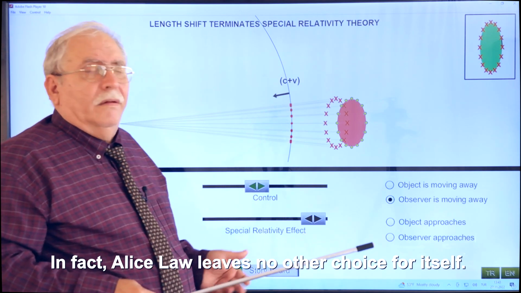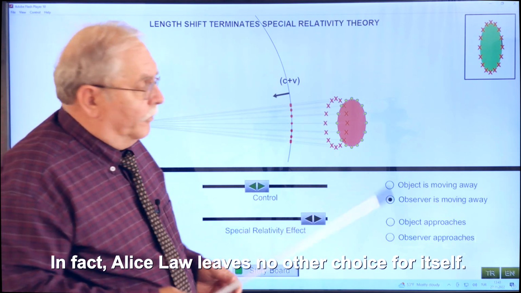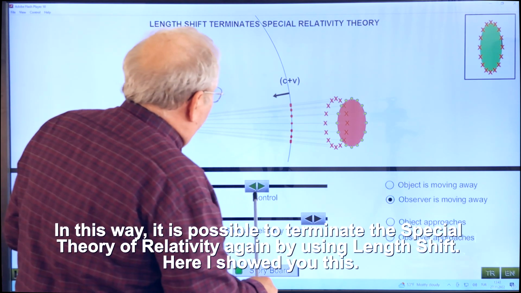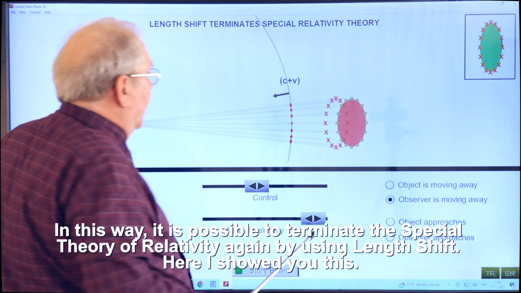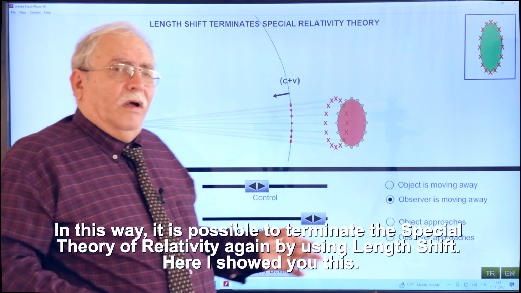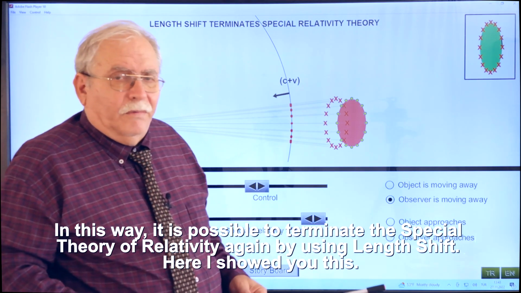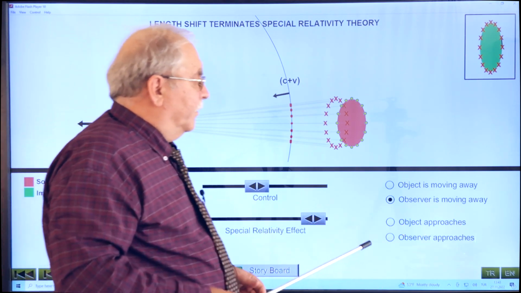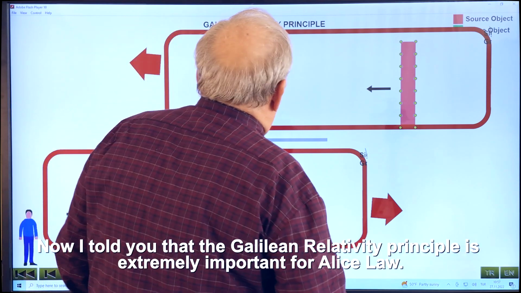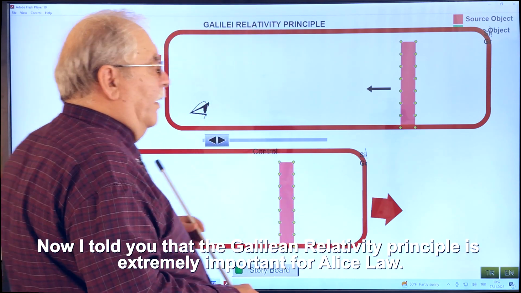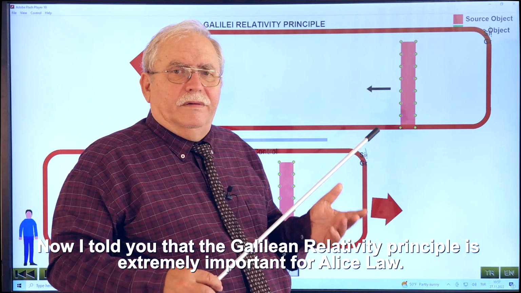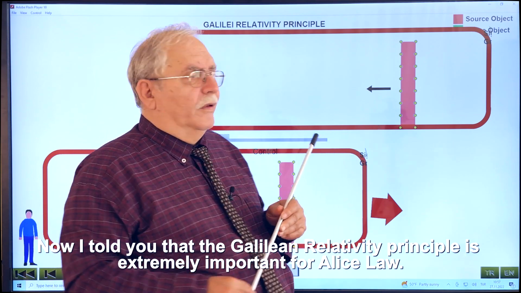In fact, Alice's law leaves no other choice for itself. In this way, it is possible to terminate the special theory of relativity again by using length shift. Here I showed you this. Now I told you that the Galilean relativity principle is extremely important for Alice's law.